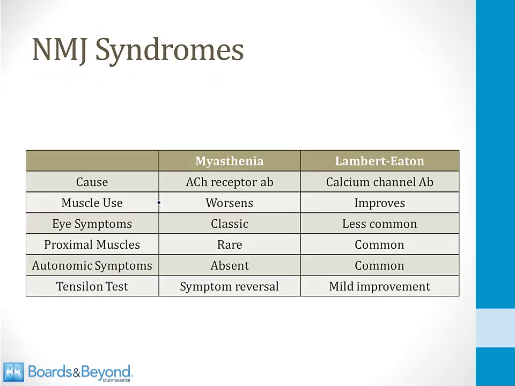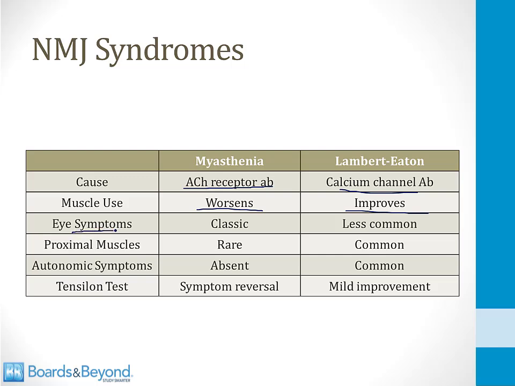And to help you keep the two disorders straight in your mind, I've made this summary table. So the cause of myasthenia gravis is antibodies against nicotinic acetylcholine receptors. The cause of Lambert-Eaton is calcium channel antibodies. Repeated muscle use worsens myasthenia. That's fatigability. It improves muscle function in Lambert-Eaton.